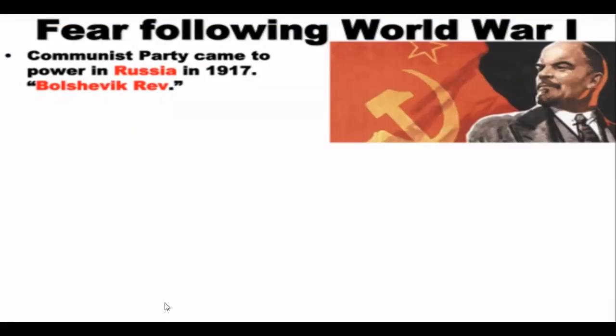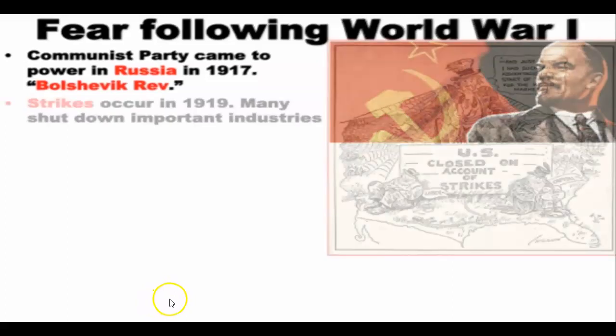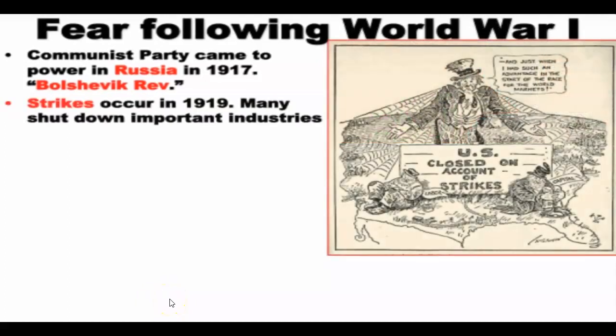Following World War I, actually during World War I, the Communist Party, led by Vladimir Lenin, came to power in the Soviet Union. In Russia, they became the Soviet Union. It was known as the Bolshevik Revolution. And remember, Lenin negotiated Russia's own peace treaty with the Germans during World War I. They left World War I, and the Communist Party comes to power in the Soviet Union.